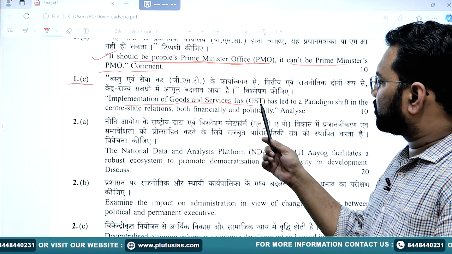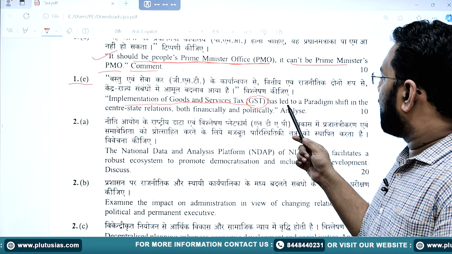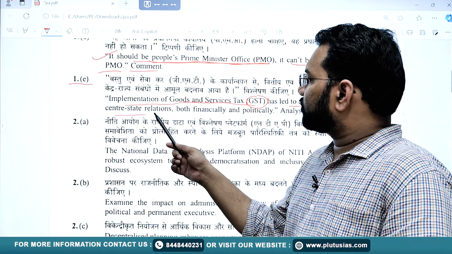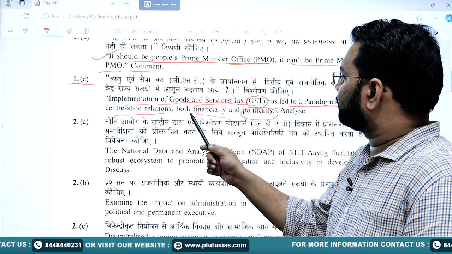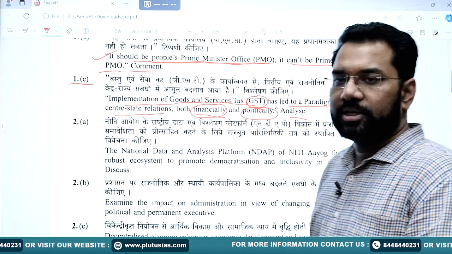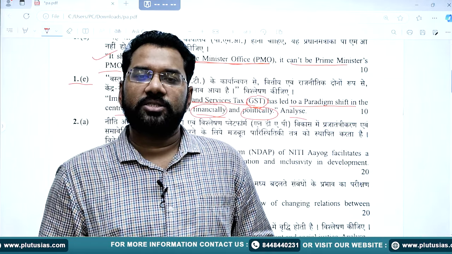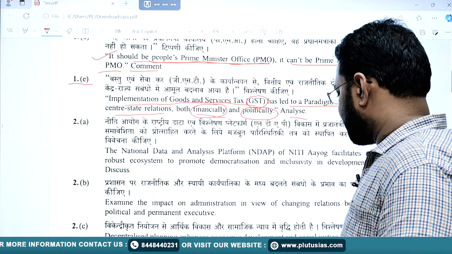Implementation of Goods and Services Tax, that is GST, theek hai, had led to a paradigm shift in center-state relations both financially and politically. So here it is being said that since GST came, it has changed the center-state relations.